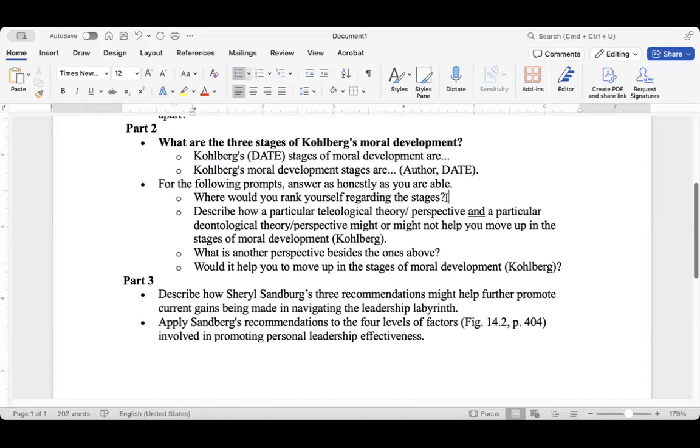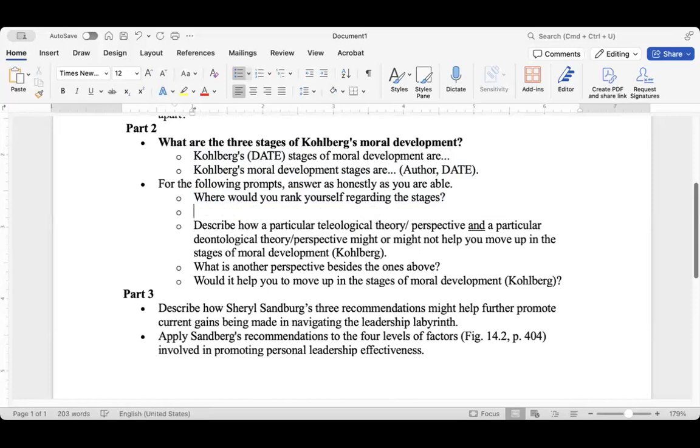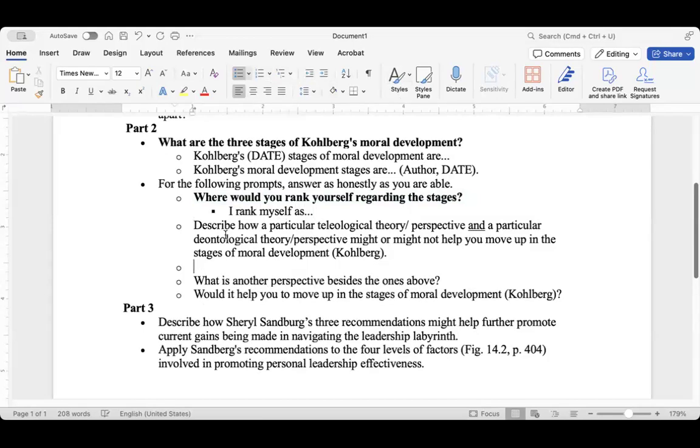Now, when we get to this part here, where would you rank yourself? You're talking about you, and so you are the authoritative source. So of course, you're going to refer to yourself here. And this is where you would use an I statement. I rank myself as whatever it is. Now, where we'll spend most of our time today is going to be on this next part here.